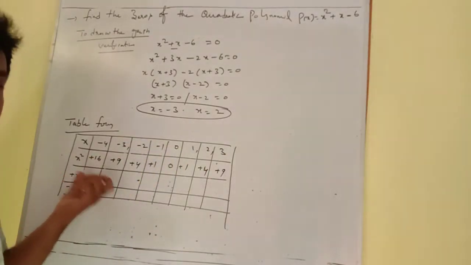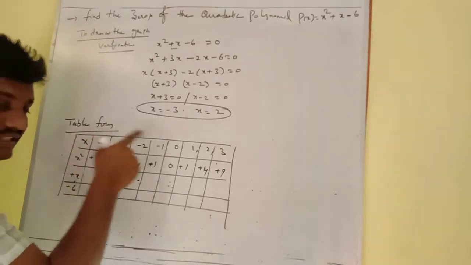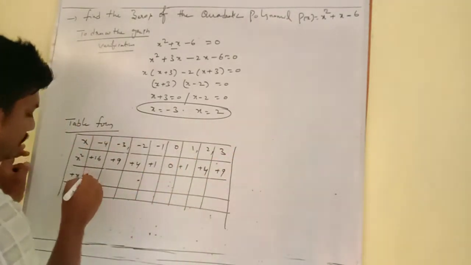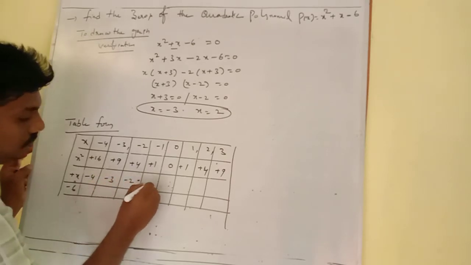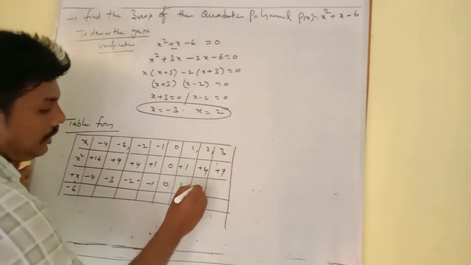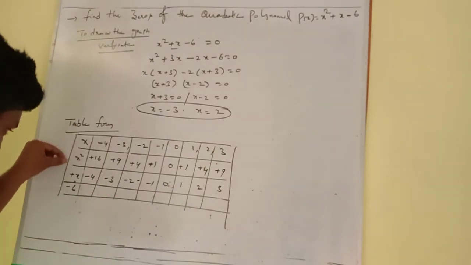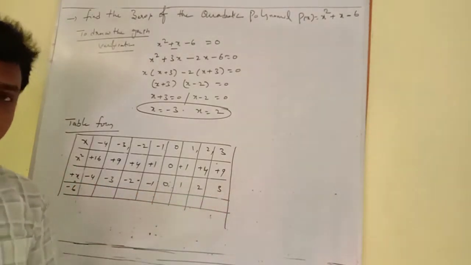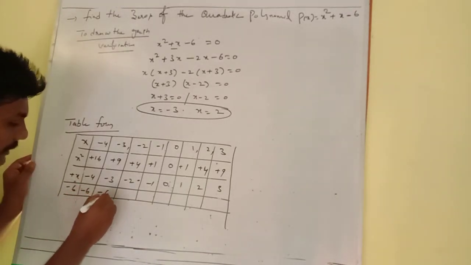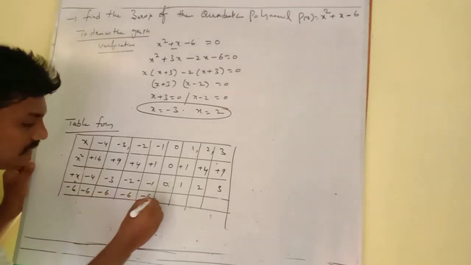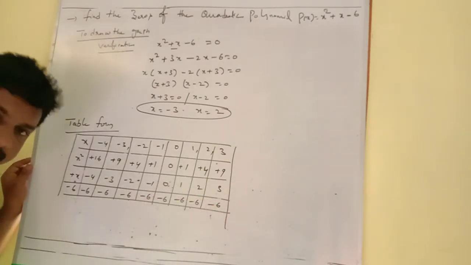Next, coming to the x column, plus x. Plus x means no change. If it were minus x, the symbols would change. This is plus x, that's why there is no change: minus 4, minus 3, minus 2, minus 1, 0, 1, 2, 3. Now minus 6. Here these two are variables, that's why their values vary. But this is a constant, it does not vary. Only minus 6 will come in all the boxes: minus 6, minus 6, minus 6, minus 6.